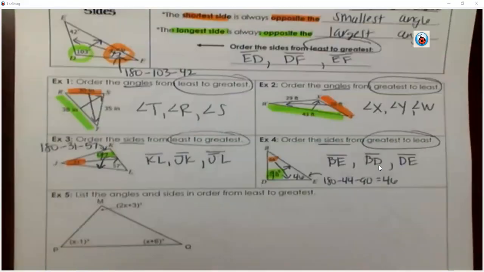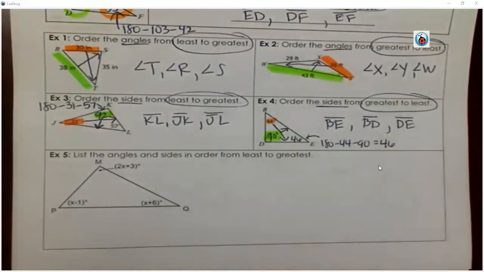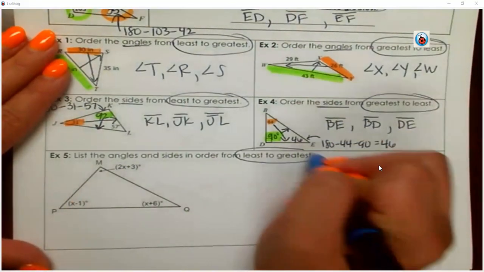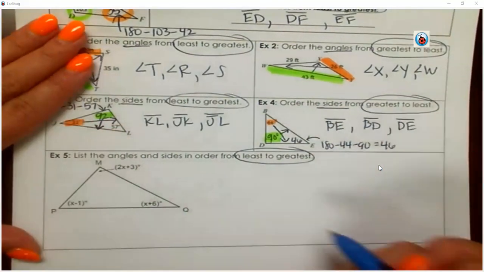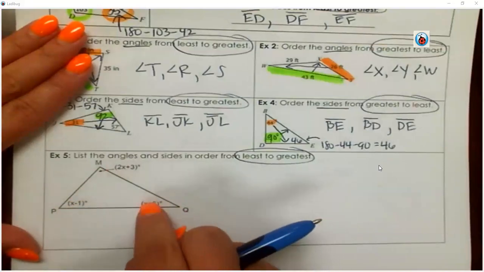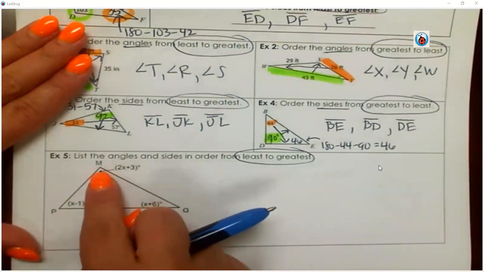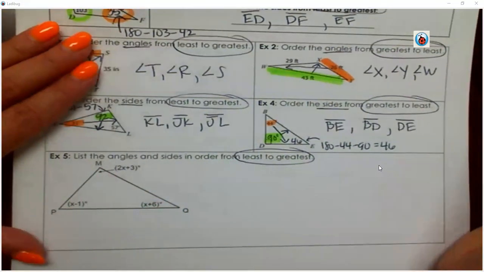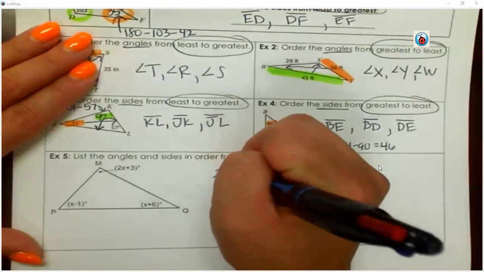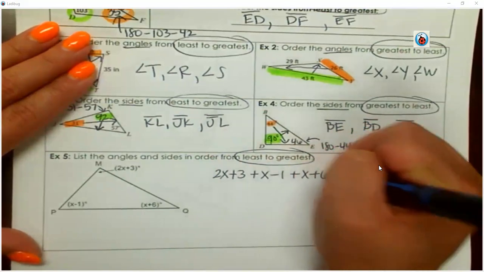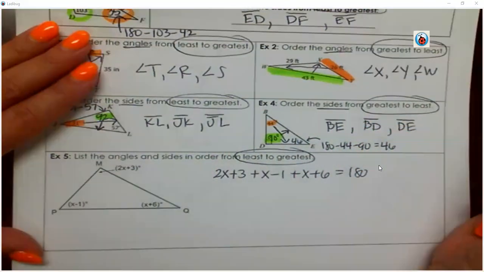Now, sometimes you are not given the actual values and actually have to solve for them. So in example 5, it says list the angles and sides in order from least to greatest. So to start off with, I need to figure out what these angle measures are. And to do that, we're going to add all of these and then make them equal 180, because all angles in a triangle should add up to 180. So I have 2x plus 3 plus x minus 1 plus x plus 6 equals 180.